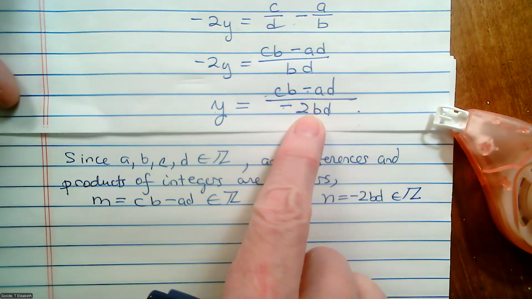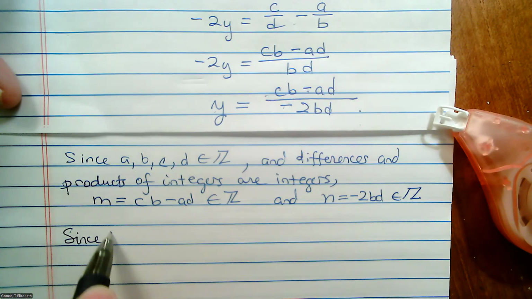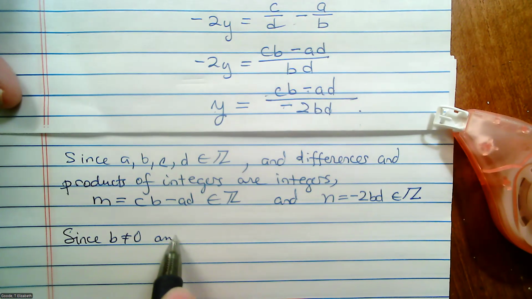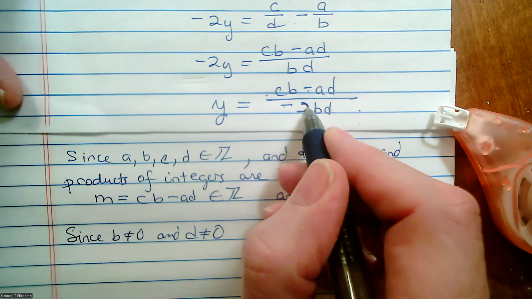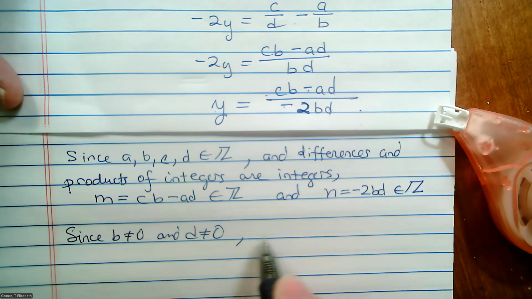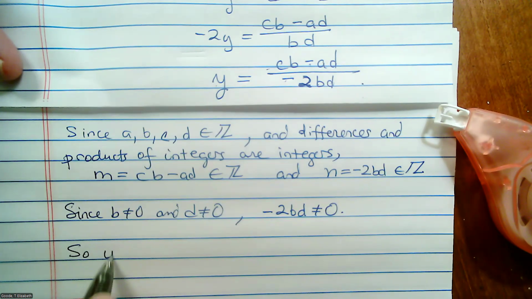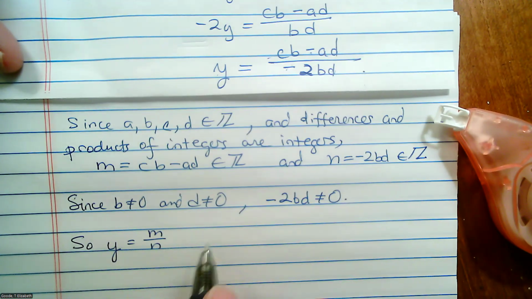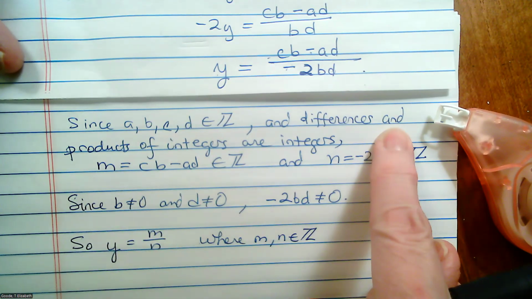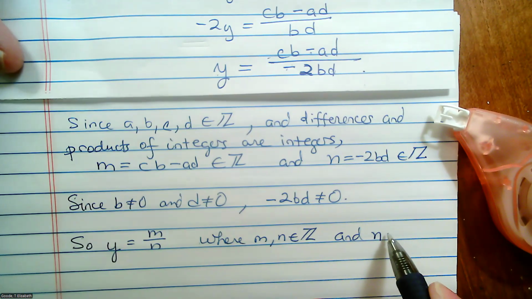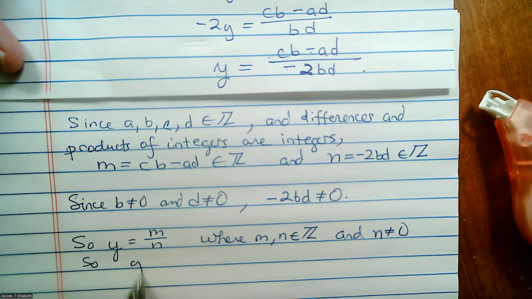Finally, we just talk about n. -2bd isn't 0 since b is not 0 and d is not 0. And of course -2 isn't 0 either. You can say that, but you don't really have to. So -2bd is not equal to 0. So in fact, y equals m over n, where both m and n are integers, and n is not equal to 0. n is -2bd. So y is rational.